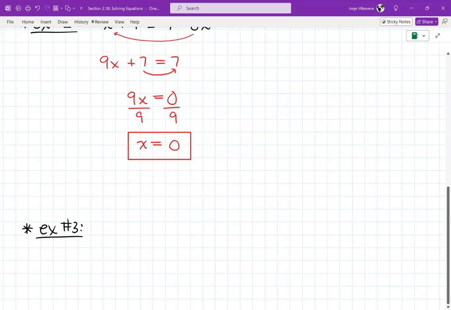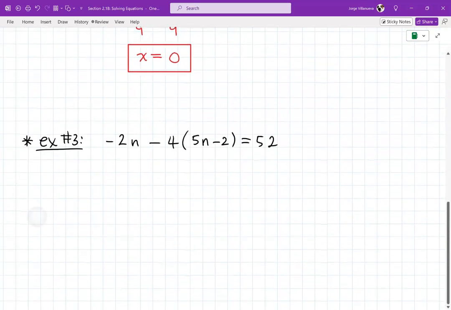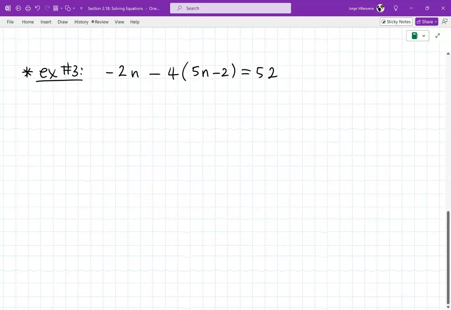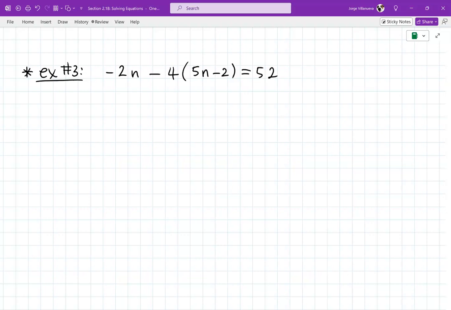All right, example number 3. Kind of switching it up, adding a couple of things in here. Because like I said, in your homework, there's a lot of different things that they're going to be throwing at you. So in this case, yes, we have variables on the same side of an equation, but now we actually have to do a little bit of distribution at the same time. So we're going to want to distribute first.